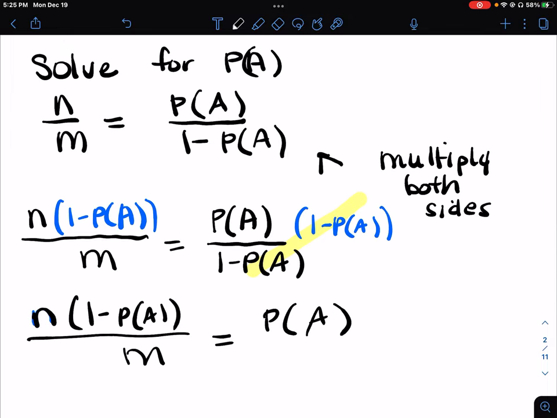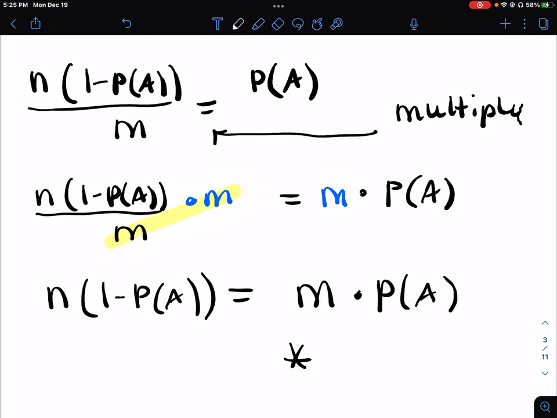Okay, so in this WebAssign problem that asks you to solve for P of A, think of algebra. We undo this division by multiplying that on both sides. Okay, so look at the blue. We multiplied the 1 minus P on both sides. On that right side, the reason we multiply is so they cancel. So the 1 minus P on bottom and top on the right cancel, giving us just P of A.